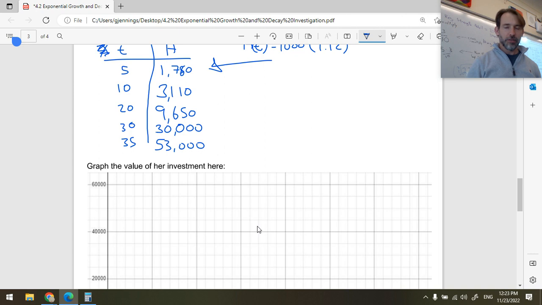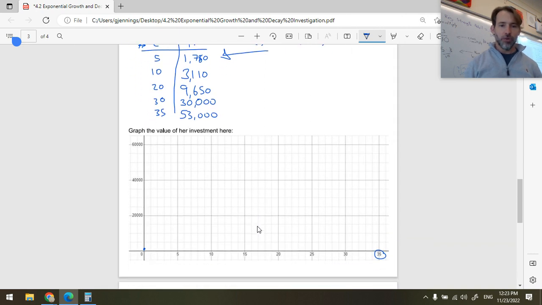Plot your points. Plot all of these points. So we have 5 years, about $2,000. Looks like nothing much has happened at this scale, but believe me, something has happened. It's almost doubled. After 10 years, it's almost tripled.